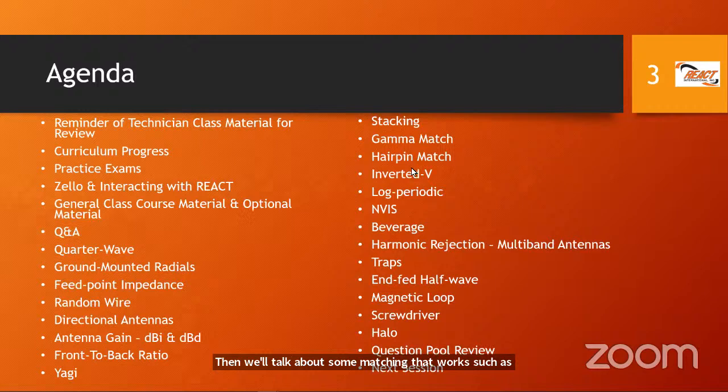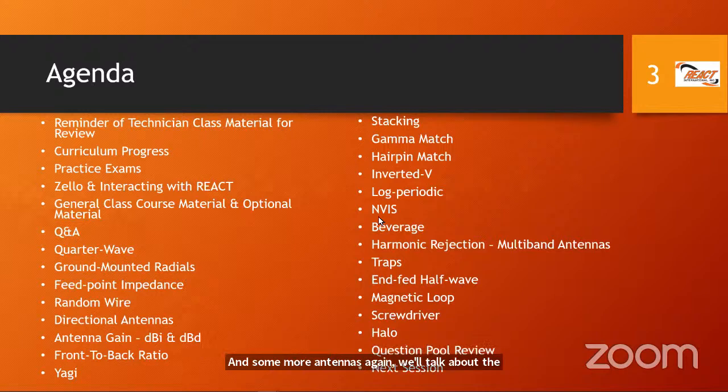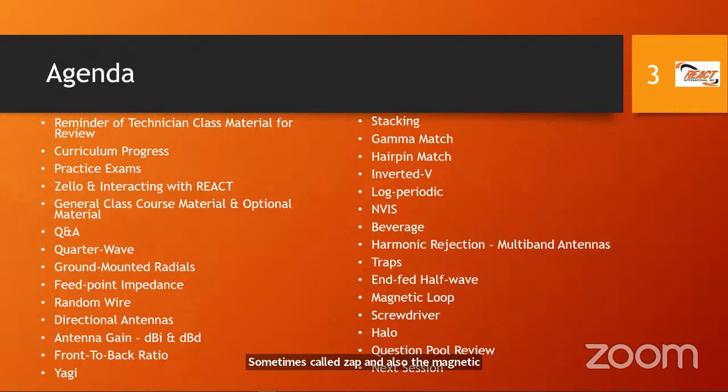Then some more antennas again. We'll talk about the inverted V, the log periodic, the concept antenna called NVIS, and we'll also discuss a bit about the beverage antenna. And then we go into talking about harmonic rejection as it relates to multiband antennas. And also we'll discuss traps, what they are, how they're applied, and also some other antennas such as the end-fed half-wave, sometimes called the ZEP, and also the magnetic loop antenna, the screwdriver antenna, and then we'll end the technical topics discussing the halo antenna. Of course, we will do our usual question pool review that covers all of the topics that we would have dealt with during this evening's session.